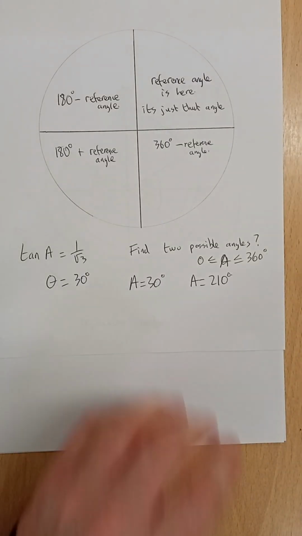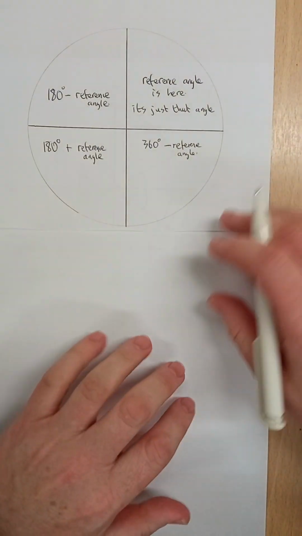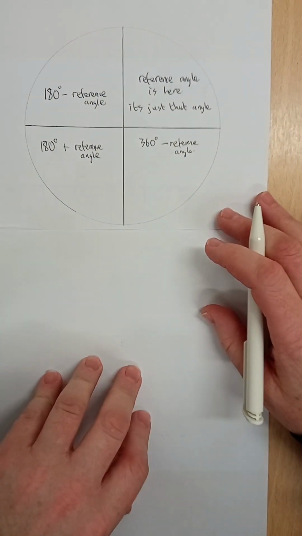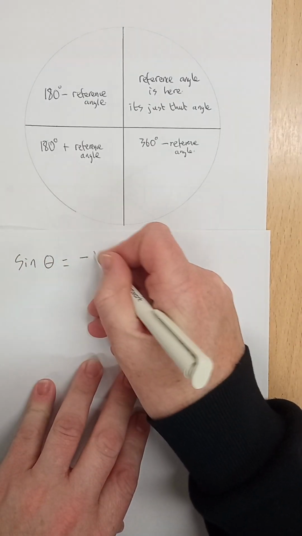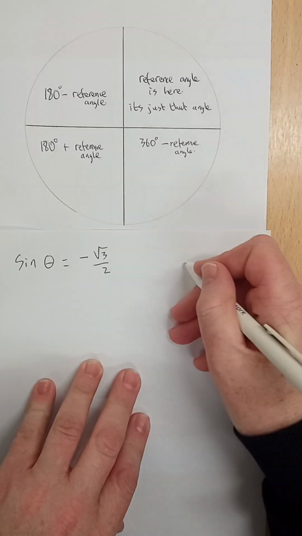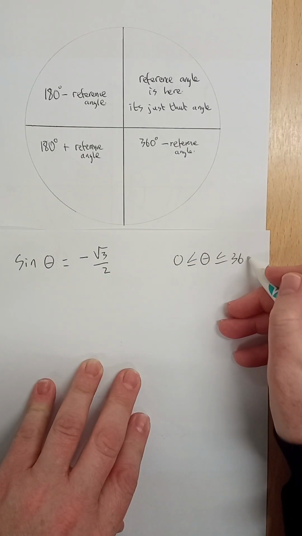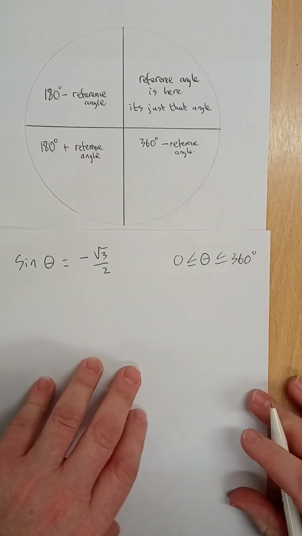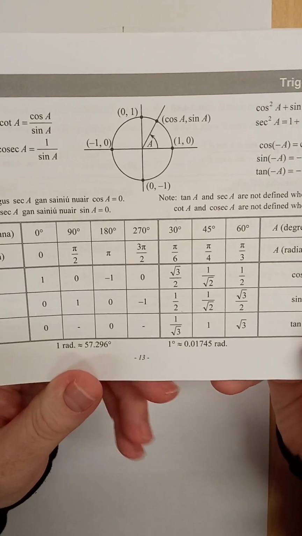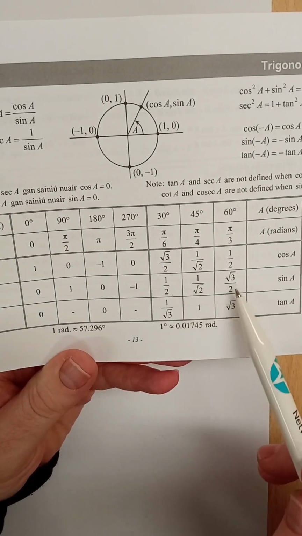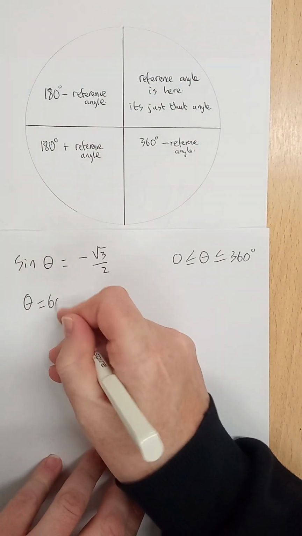Now, let's do one where it's minus, just to show you that this isn't some type of craziness. Let's say we have the sine of some angle is minus root 3 over 2. And that angle is somewhere between 0 and 360. Find two possibilities. Okay, well, let's do this. First of all, let us find what the reference angle is. Sine of root 3 over 2 is 60 degrees. So my reference angle is 60 degrees.